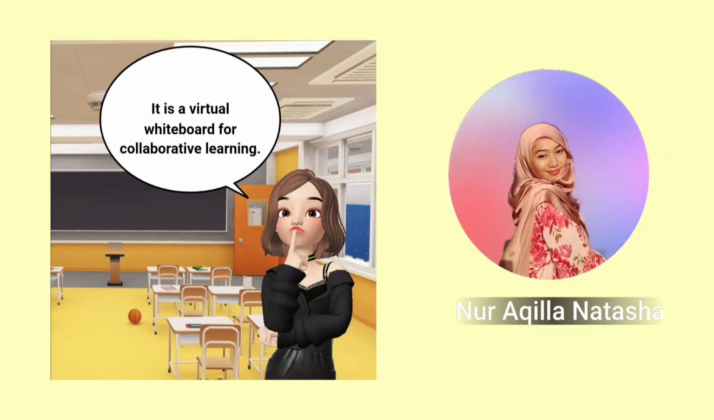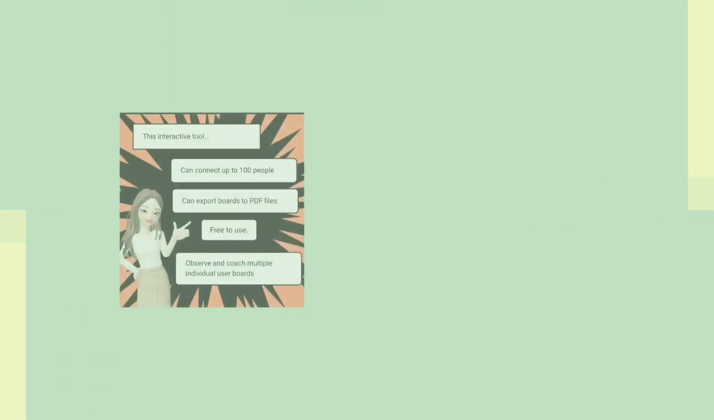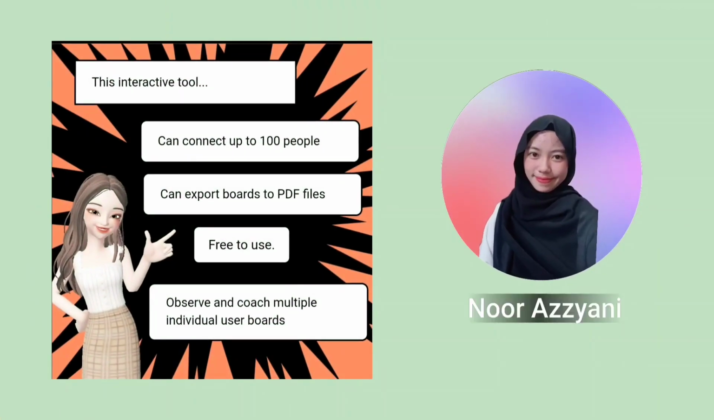In a way, Whiteboard.chat is also almost similar to Google Jamboard. This interactive tool allows multiple participants, where it can connect up to 100 people at the same time. Meanwhile, Google Jamboard can connect up to only 50 people. You can export boards to PDF files after you are done with your teaching. This whiteboard also is free for anyone to use.